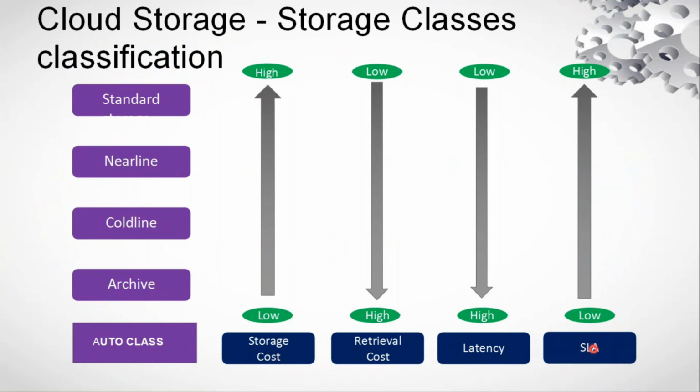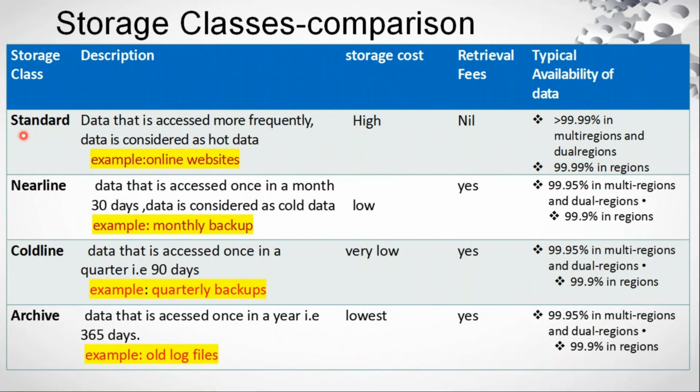So let's jump into the standard storage class. In standard storage class, data that is accessed more frequently, like every day, is the kind of data we can store in standard storage class. The data stored in standard class, we can call it hot data. An example is an online website that we store in standard storage class, where the website data will be accessed every day, every minute, and every second, throughout the year. So the data is accessed more frequently.